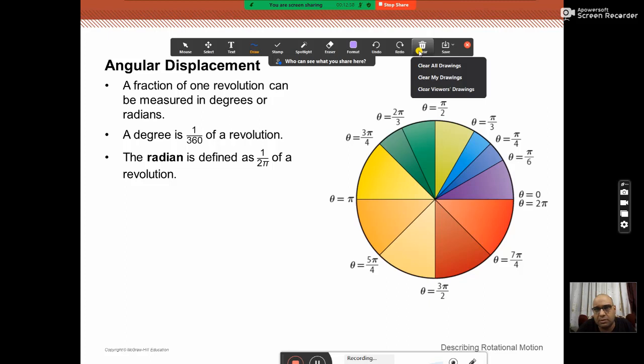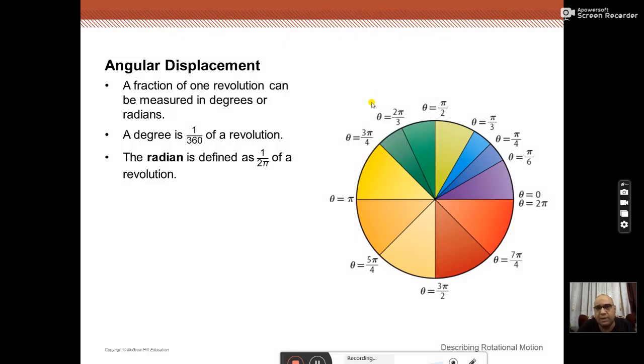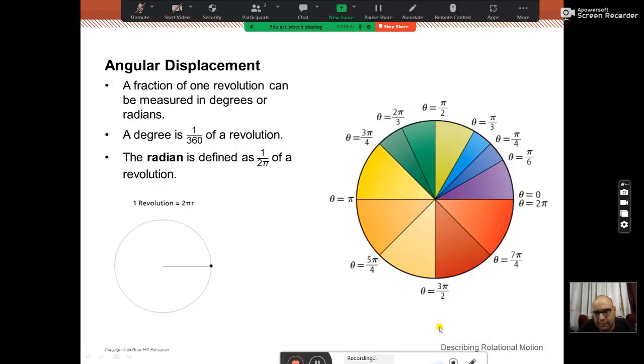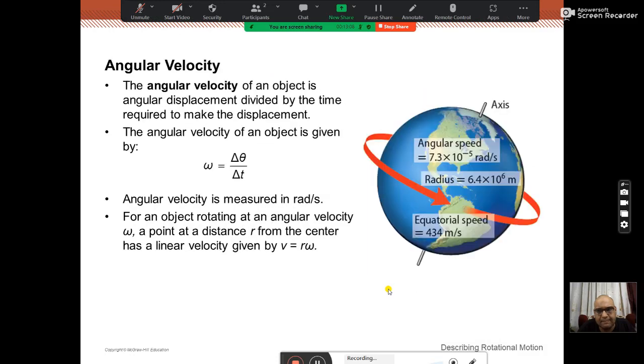Too short. Need to stop annotating, stop sharing. I need to share again, sorry. Okay.